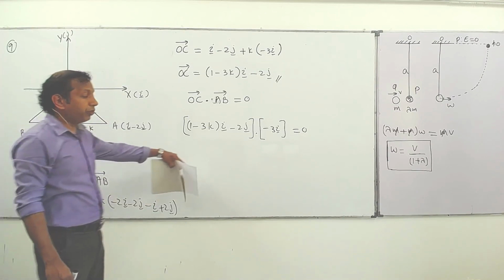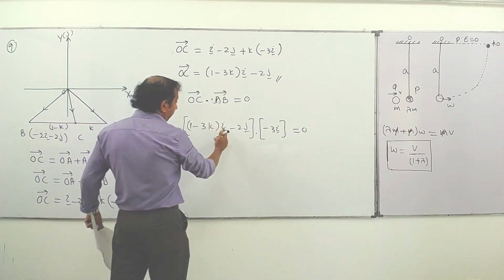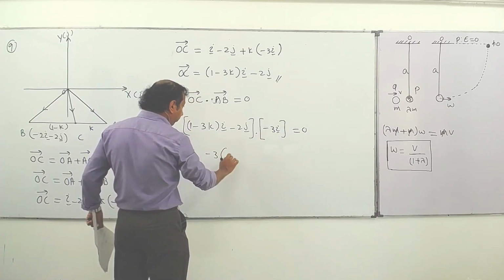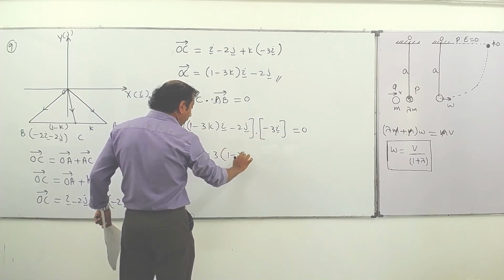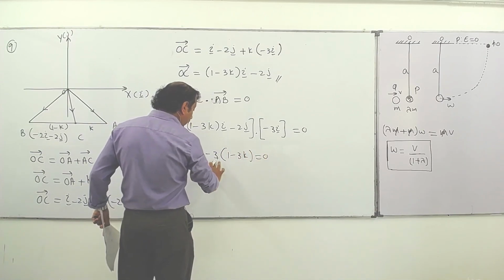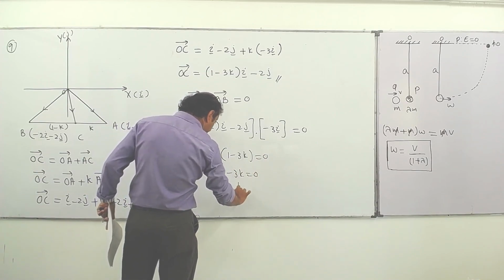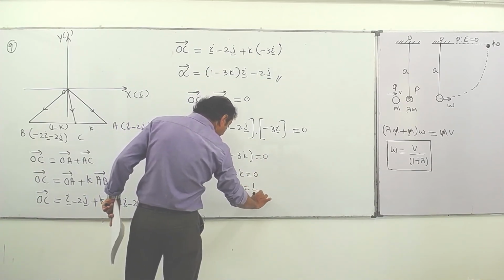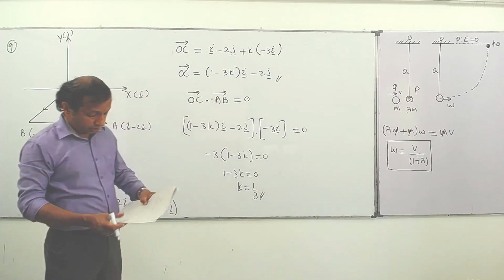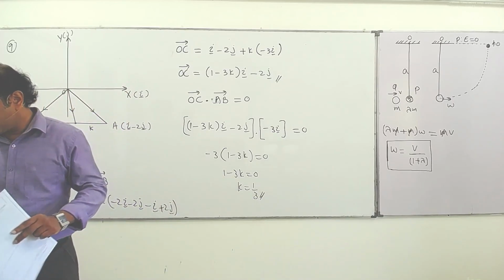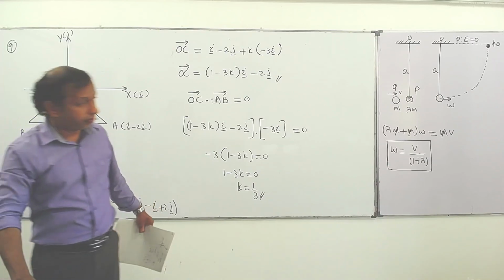Right, you know here how to take the dot product. The i coefficients we have to multiply. Minus 3 times (1 minus 3k) should be 0. For this to be 0, this must be 0. k equals 1/3. k equals 1/3. The last part, question number 10.